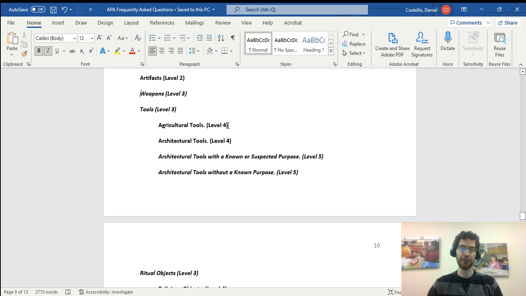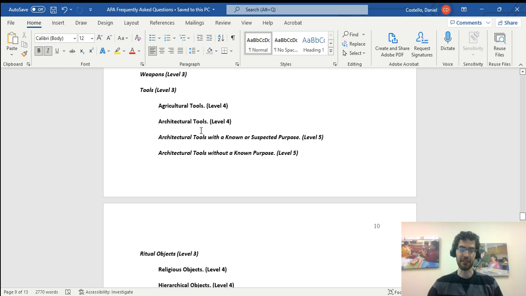And then we get into level 4 headings, because we have agricultural tools and architectural tools. These both fall under the level 3 heading. They're both subheadings of that, so they would be level 4 headings. After that, we would further go to the final level, level 5, for architectural tools with a known or suspected purpose and architectural tools without a known purpose. These are level 5 headings because they are under this level 4 heading of architectural tools. We are in subsets of architectural tools.